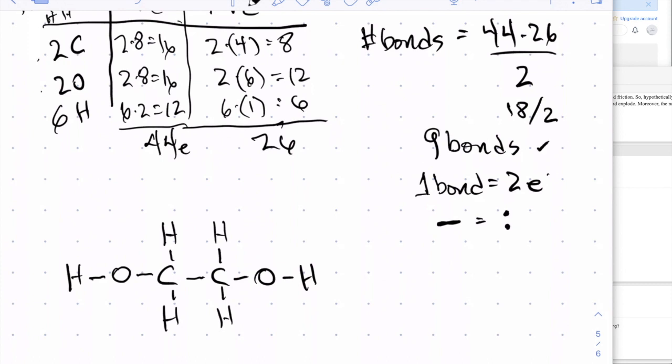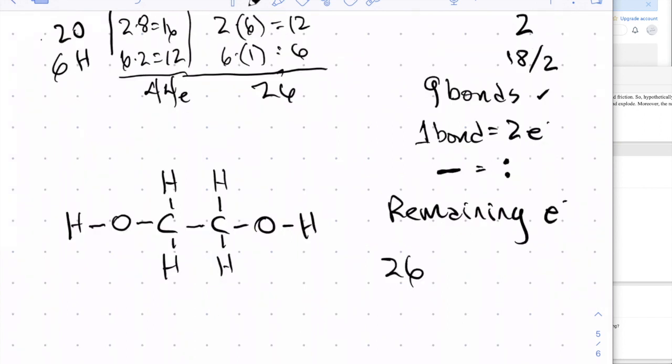And in our 9 bonds, we've used 18 electrons. So the remaining electrons is going to be 26, which is your total valence electron count. That comes from this right here. Change gears on you.